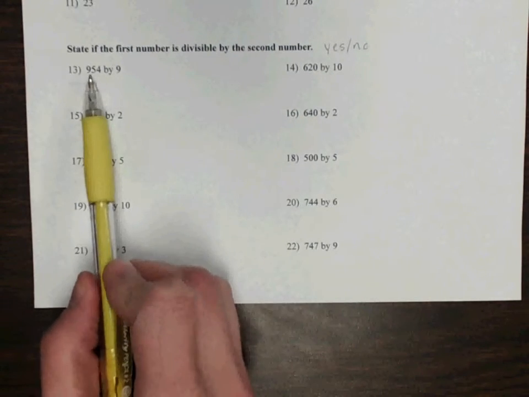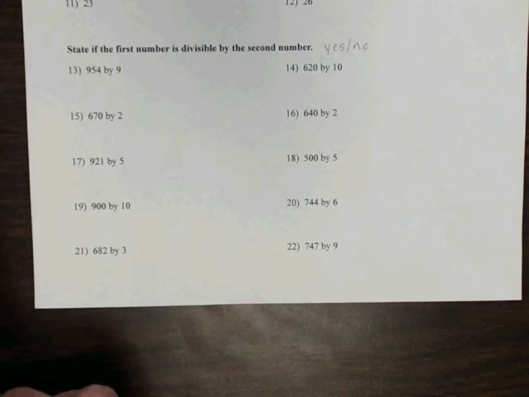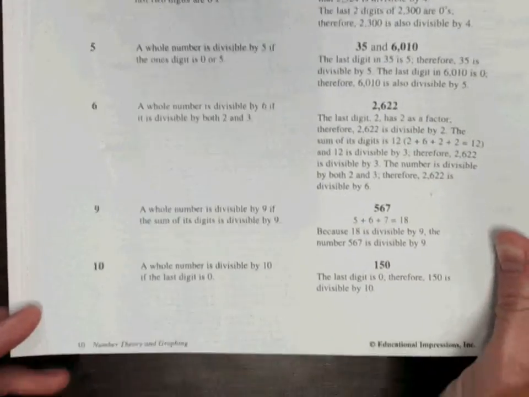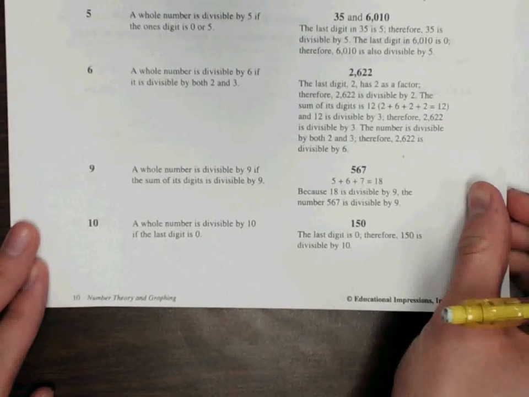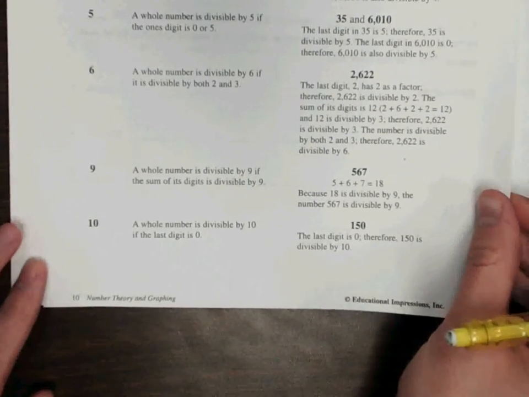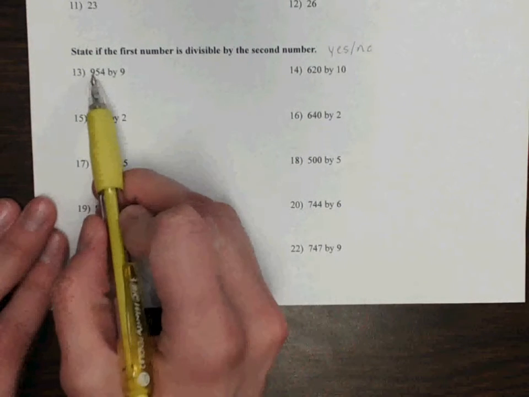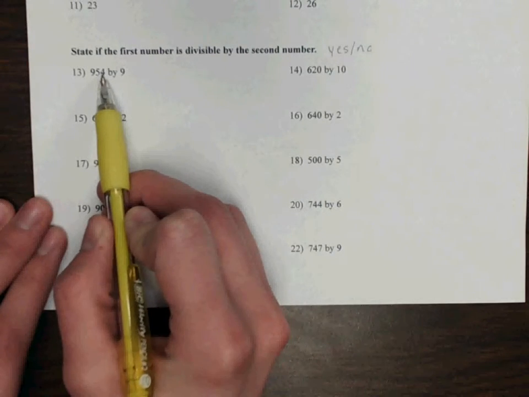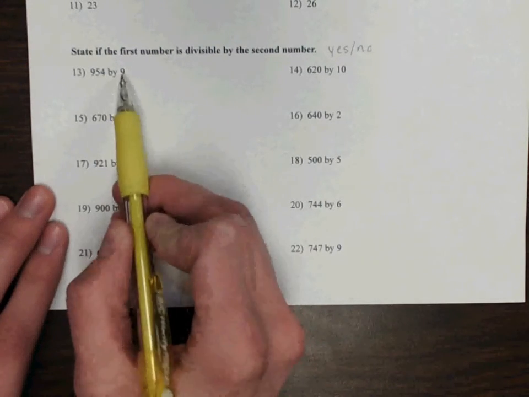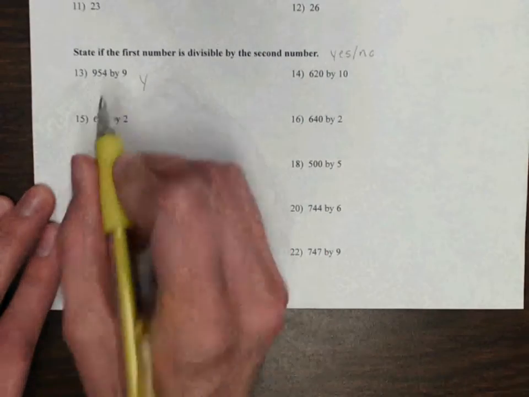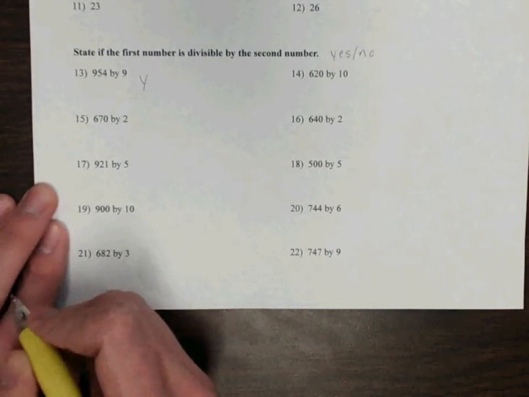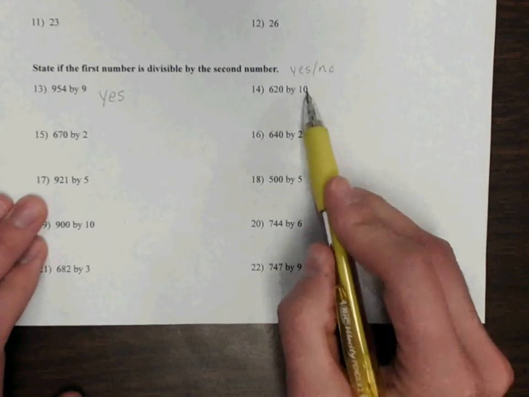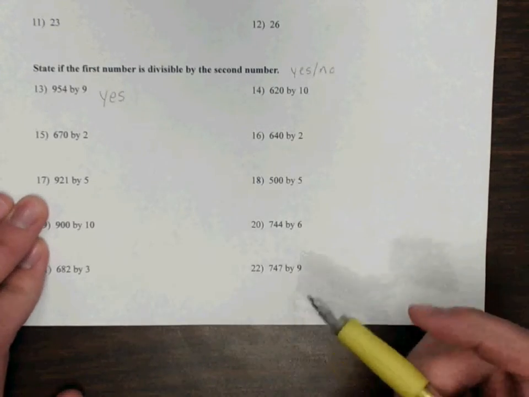So, can we divide 954 by 9? I remember the rule for 9. If you need to, flip over to this divisibility chart. But I remember the rule for 9 says if you add up all the numbers and it's divisible by 9, then that number is divisible by 9. So, 9 plus 5 would be 14, plus another 4 would be 18. Is 18 divisible by 9? Yes. Then 954 will also be divisible by 9. On this one, I know the rule for tens is if it ends in a 0, it's divisible by 10.